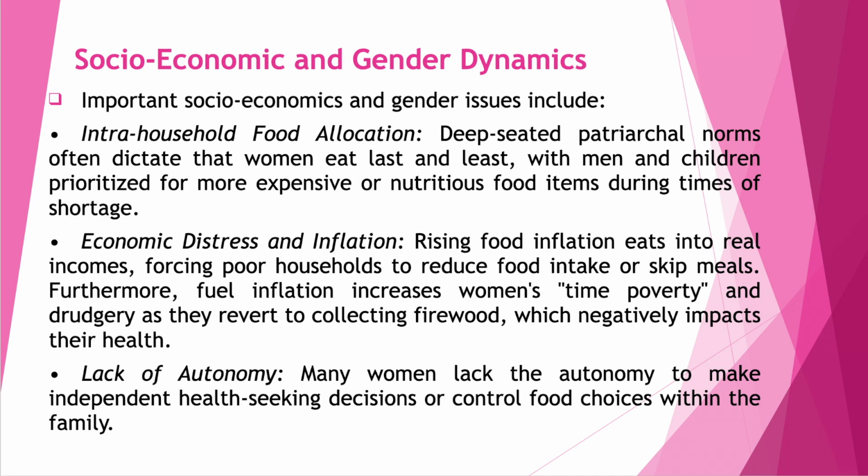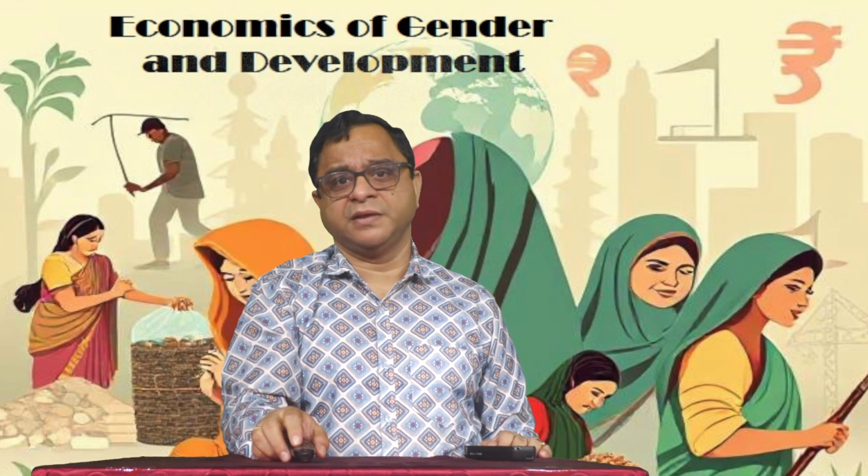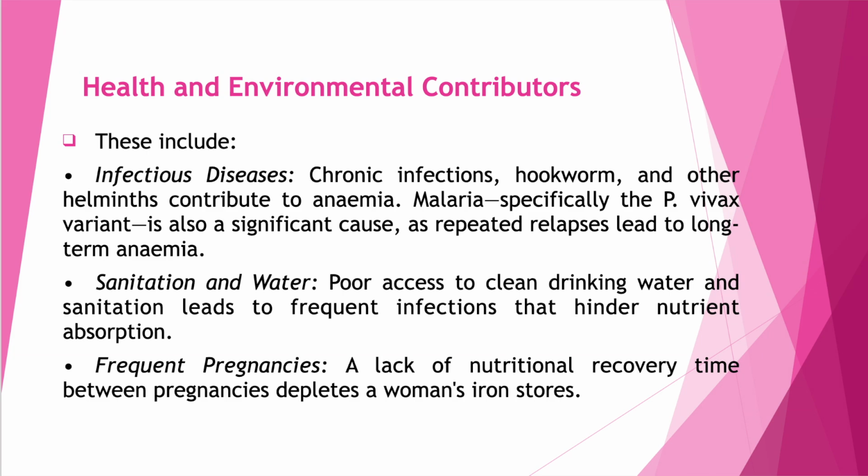Then another factor is the lack of autonomy. Many women lack autonomy to make independent health-seeking decisions or control food choices within the family. And there are also factors like health and environmental factors. These factors include, first, infectious diseases. Chronic infections, hookworm, and other helminths contribute to anemia. Malaria, specifically the P. vivax variant, is also a significant cause, as repeated relapses lead to long-term anemia.